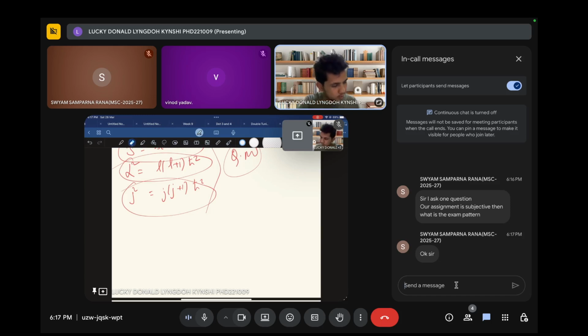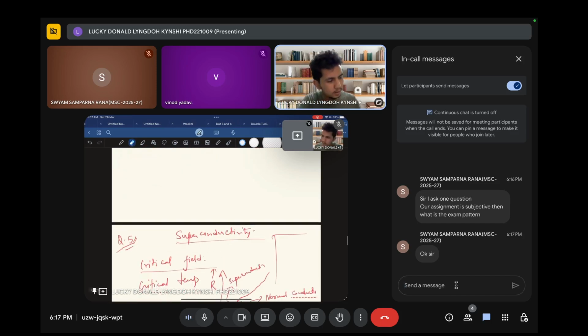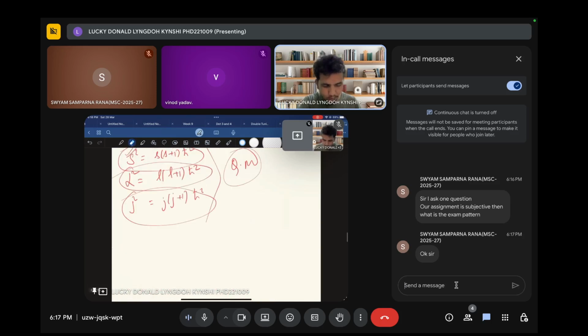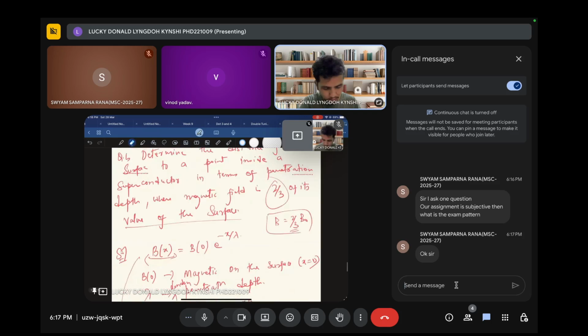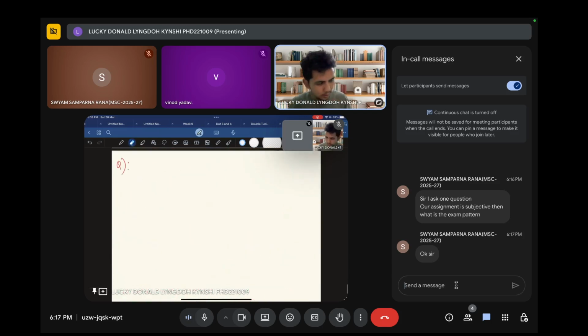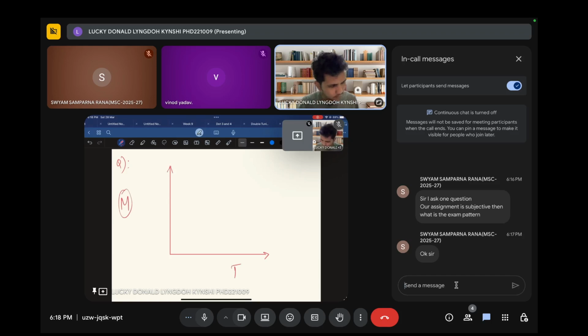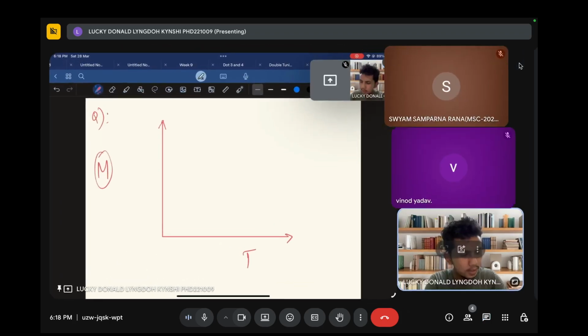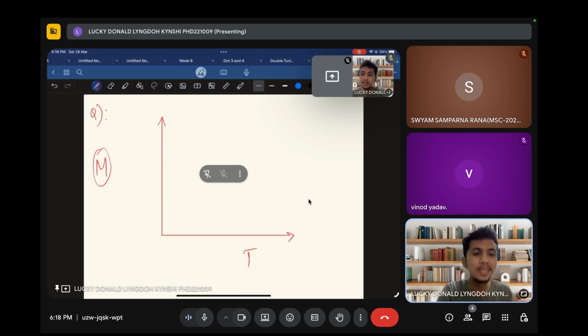Fine. So the last question was about the magnetization versus temperature curve for a ferromagnetic material. I will not be able to derive it, but I will just show it here. Here, this is your magnetization, and this is your temperature T. What is usually the pattern? In a ferromagnetic material, the magnetization decreases with temperature.